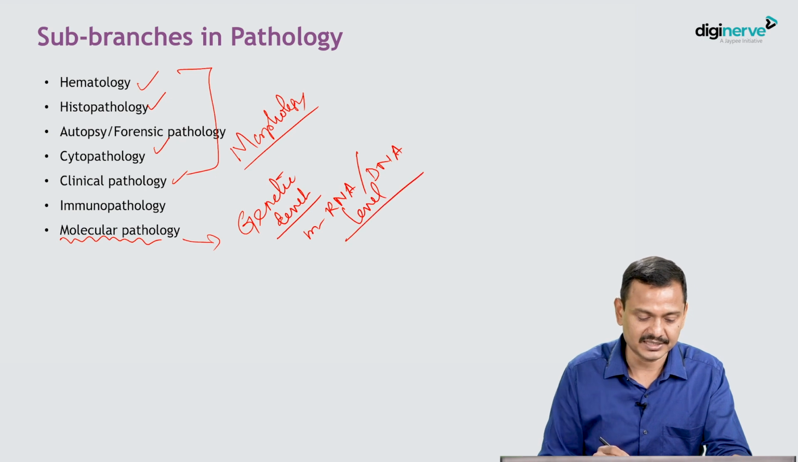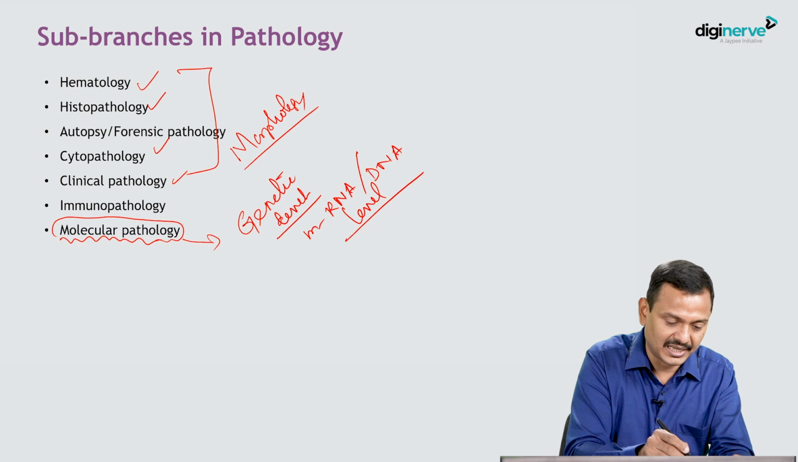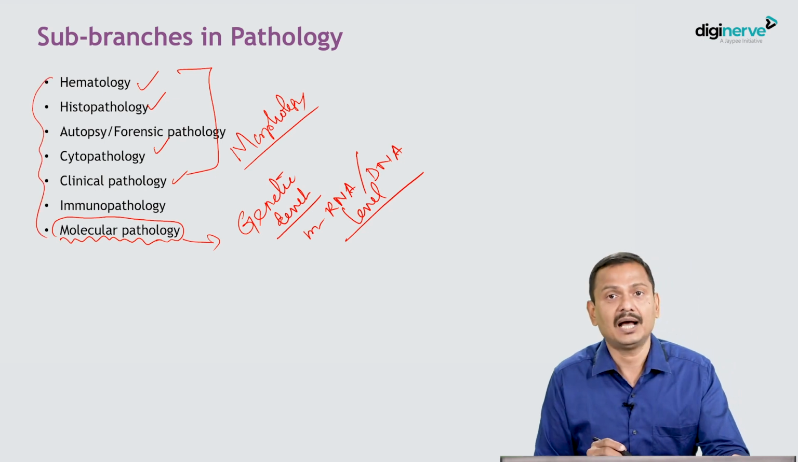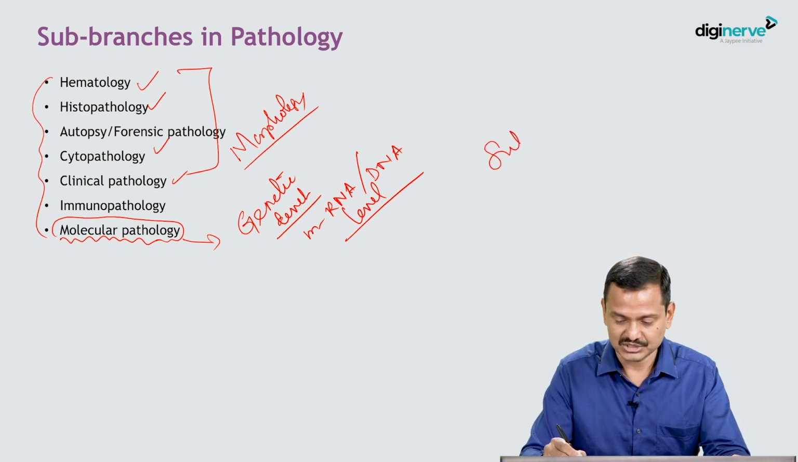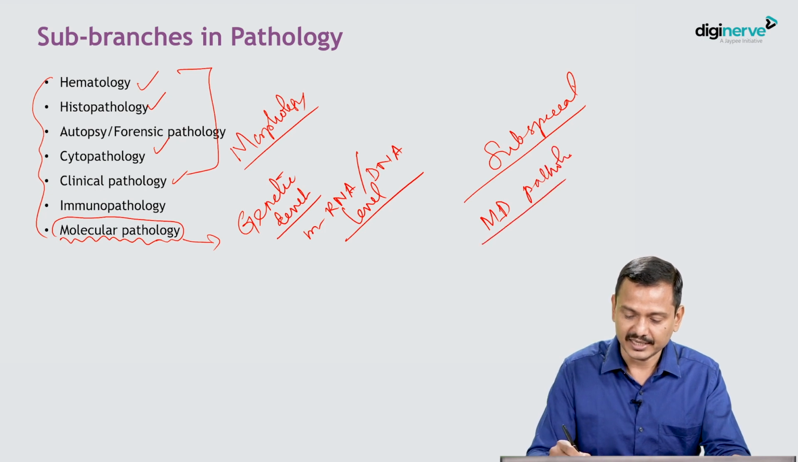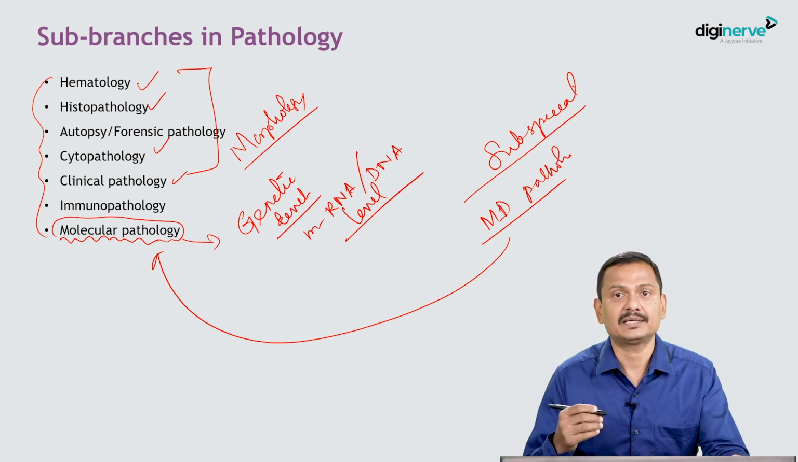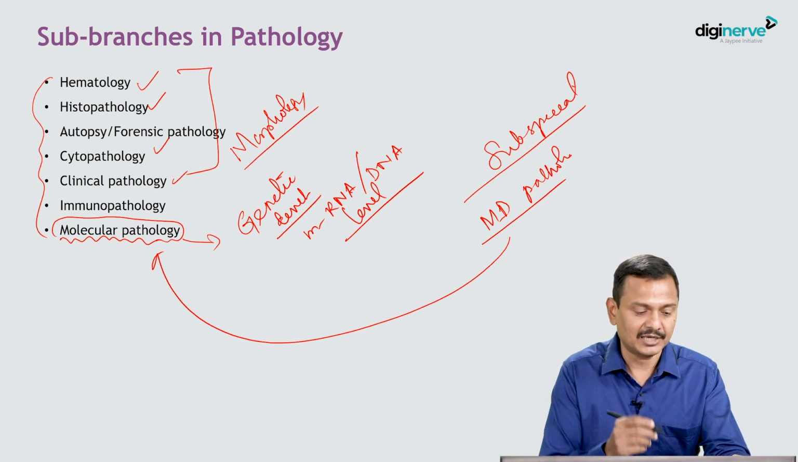So the abnormality is studied at this level, and now all these branches whatever I have spoken about are actually subspecialties. Okay, so now a person after doing MD pathology can specialize in any of these branches to have better diagnostic capabilities and to provide better service.